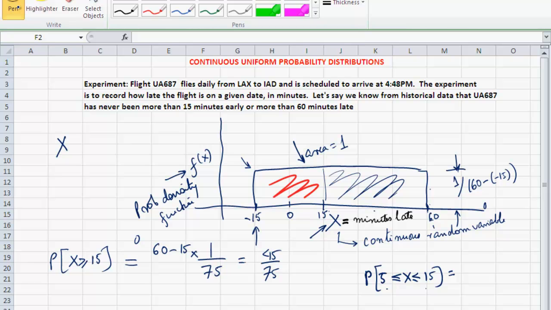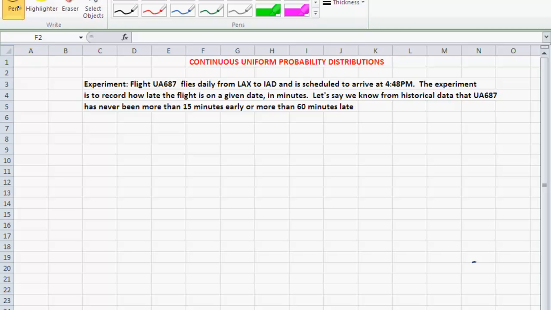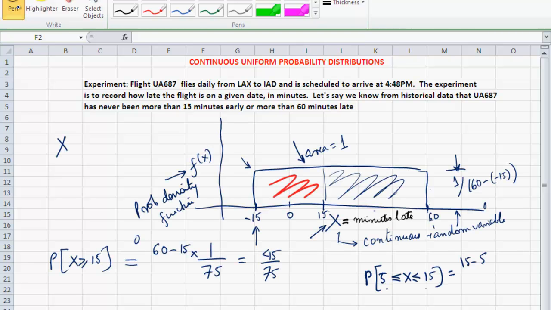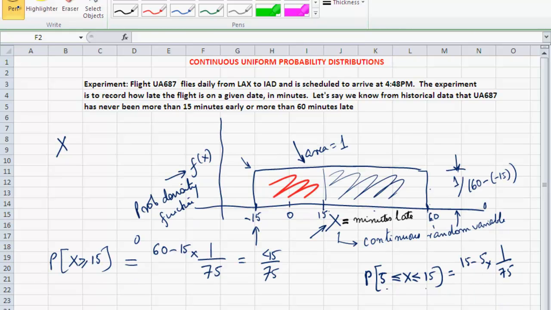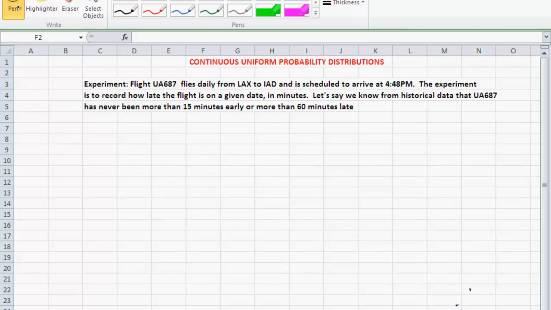So let's see if we can work this logic out without shading anything. It would simply be 15 minus 5, which would be the base of the rectangle were you to shade it, times the height of the rectangle. And you know that the height of the rectangle in this case is 1/75, isn't it? So the probability that the flight would be between 5 and 15 minutes late is simply 10 divided by 75.